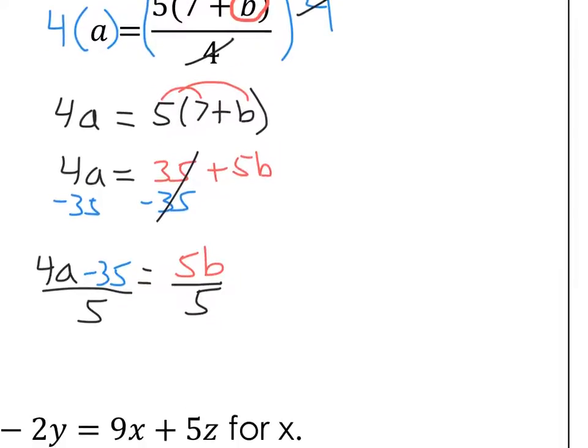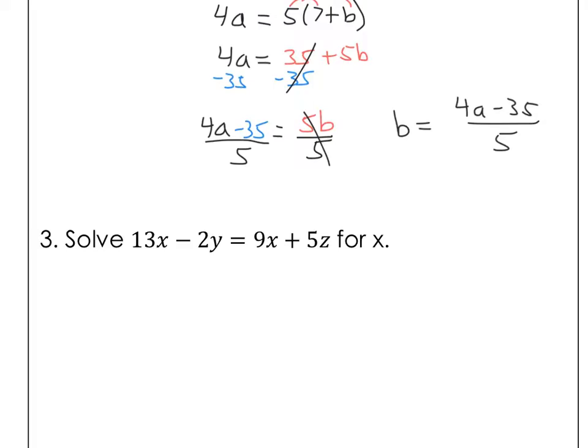So your final answer is going to be what is left on this left side. You got b is equal to 4a minus 35 all over 5. And yes, the 35 and the 5 do reduce, but I think most of the time you're going to see an answer as one fraction. Since the 4 and the 5 do not reduce, we want to go ahead and leave this as one fraction.